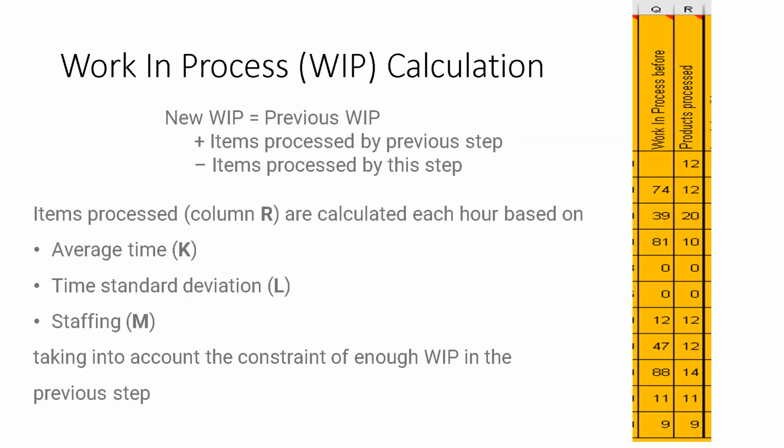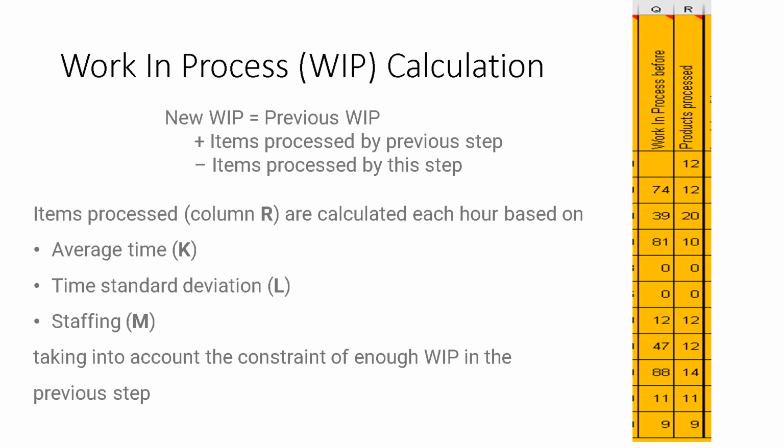A value stream map is not complete without work in process, WIP, data. The problem with WIP data is that it typically varies widely along time, so a snapshot of the moment we visit the line may be very misleading. In our VSM simulator, WIP before each workstation, column Q, is calculated each hour based on historical data collected. New WIP is equal to previous WIP plus items processed by previous step minus items processed by this step.